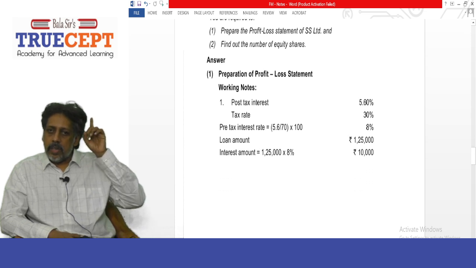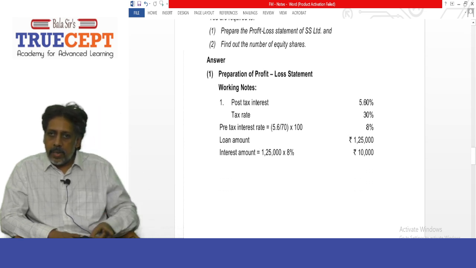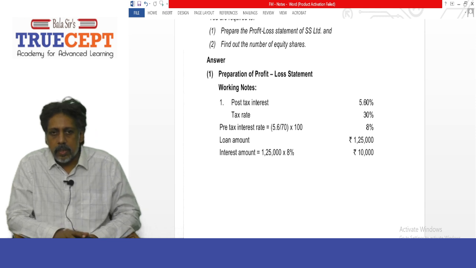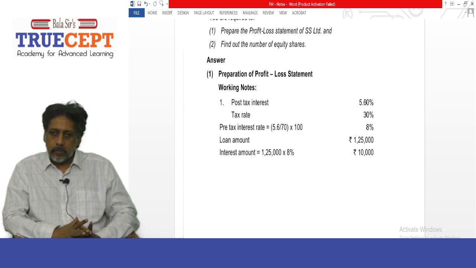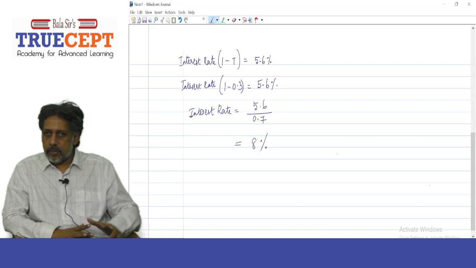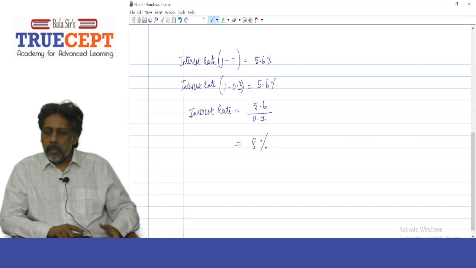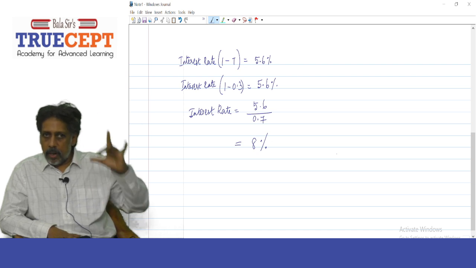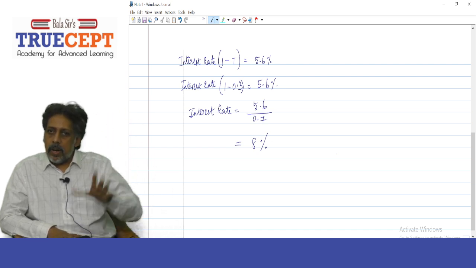The first working should be you are supposed to calculate the pre-tax interest rate. What is the interest you actually pay on the loan? Got it? So post-tax interest given 5.6%. Tax rate is 30%. So pre-tax interest rate is 5.6 divided by 70 into 100, 8%. That's what they have given. To understand better, just refer to the handwritten note. We know the post-tax interest rate, we don't know X, or interest rate, that into 1 minus T.